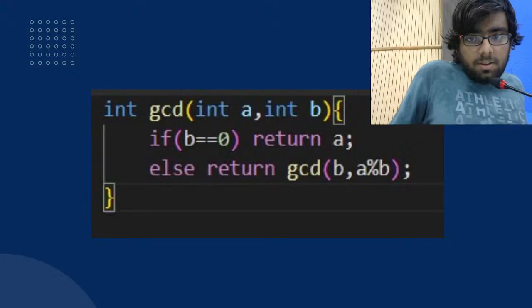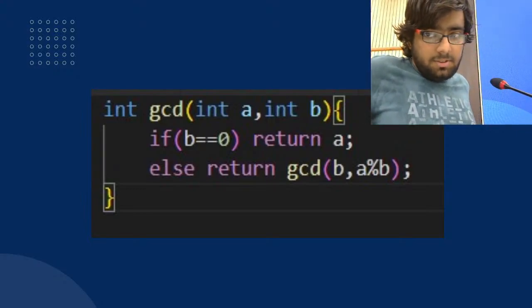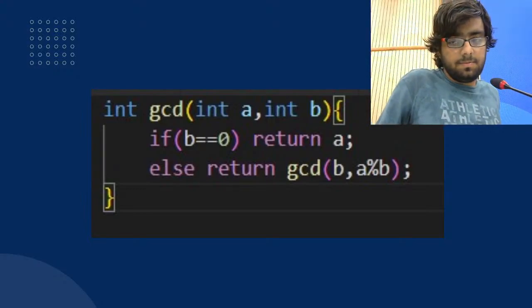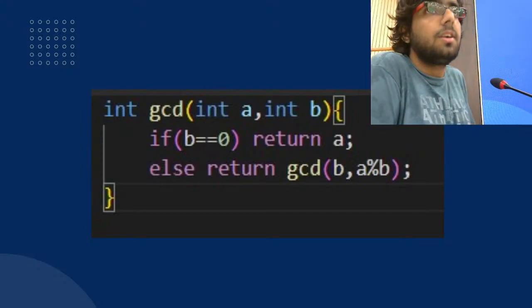So there are two approaches. This is the recursive approach of GCD. Yes, I guess everybody is clear with that.